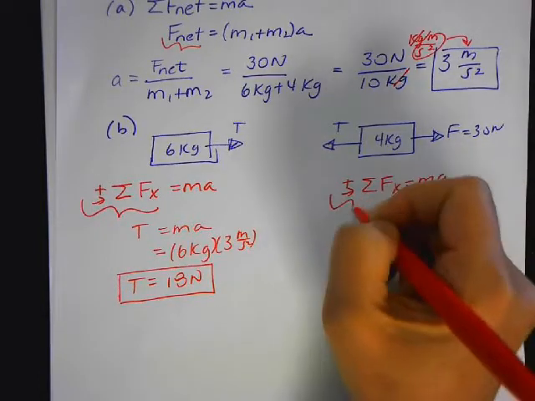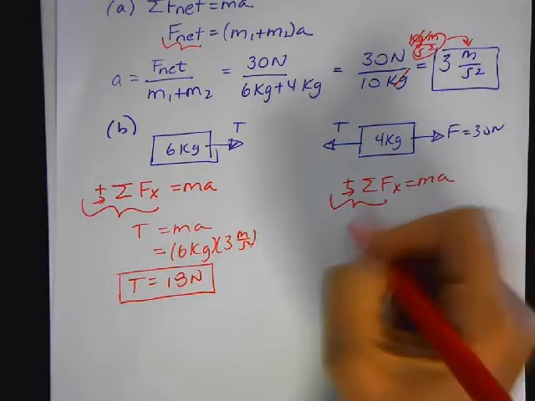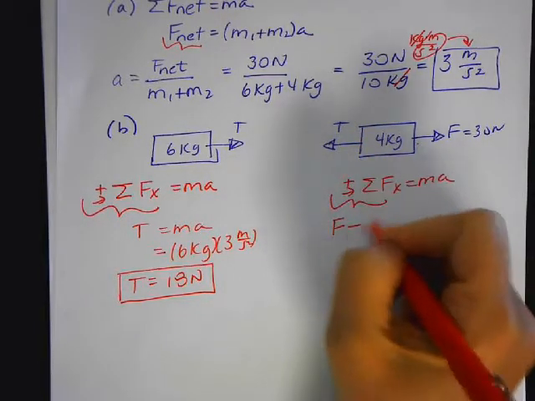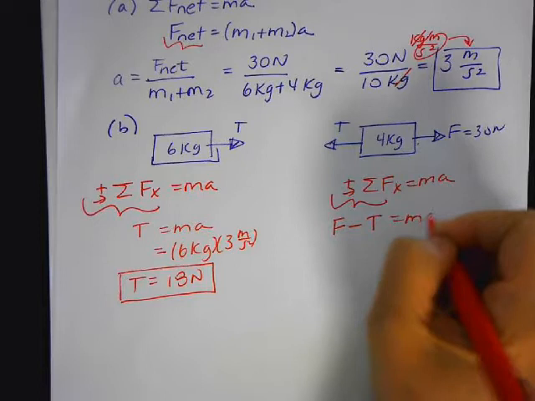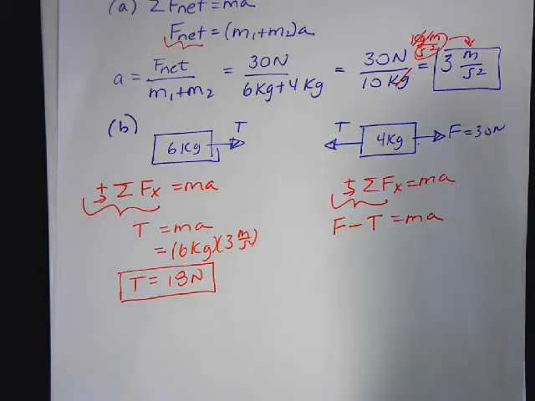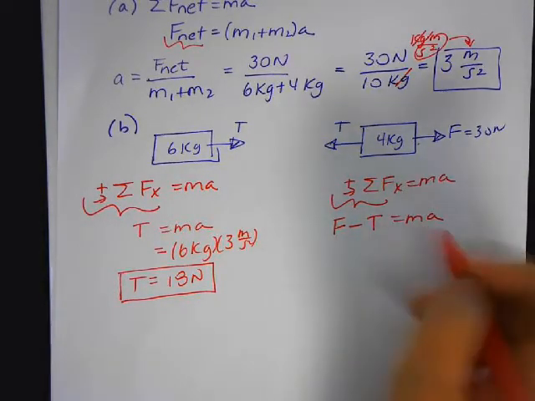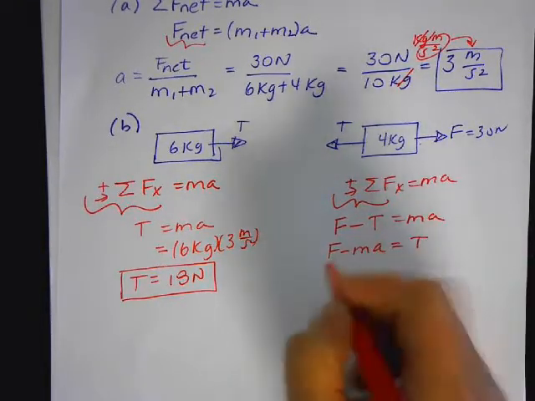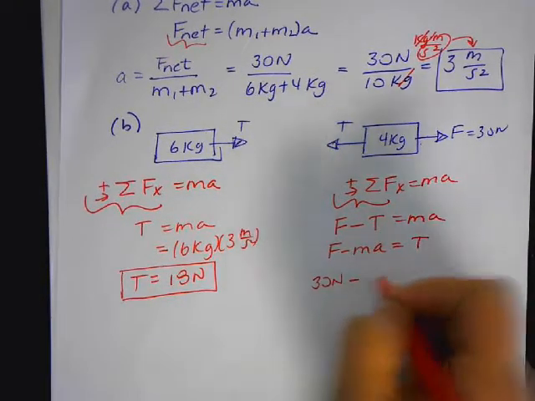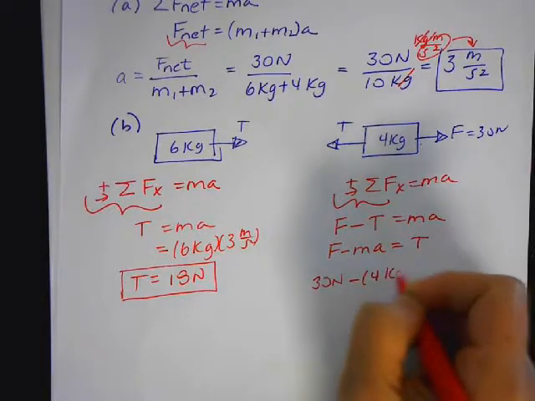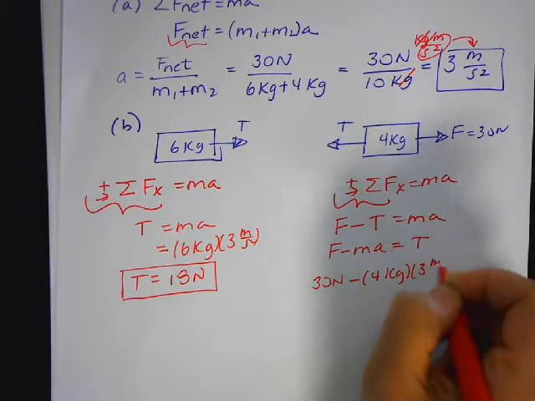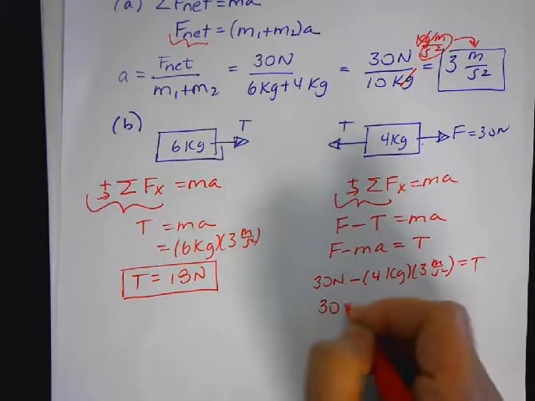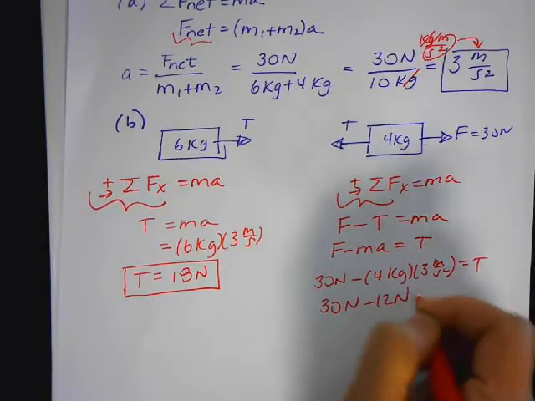What are all the forces going in the x direction? This is going to the right, so that's positive. That's going to the left, so that's negative, is equal to MA. If I want to solve for the tension, I'll move this to this side and that to the other side. So F minus MA is equal to T. So 30 newtons minus 4 kilograms times 3 meters per second squared is equal to T. So 30 minus 12 is equal to 18 newtons.